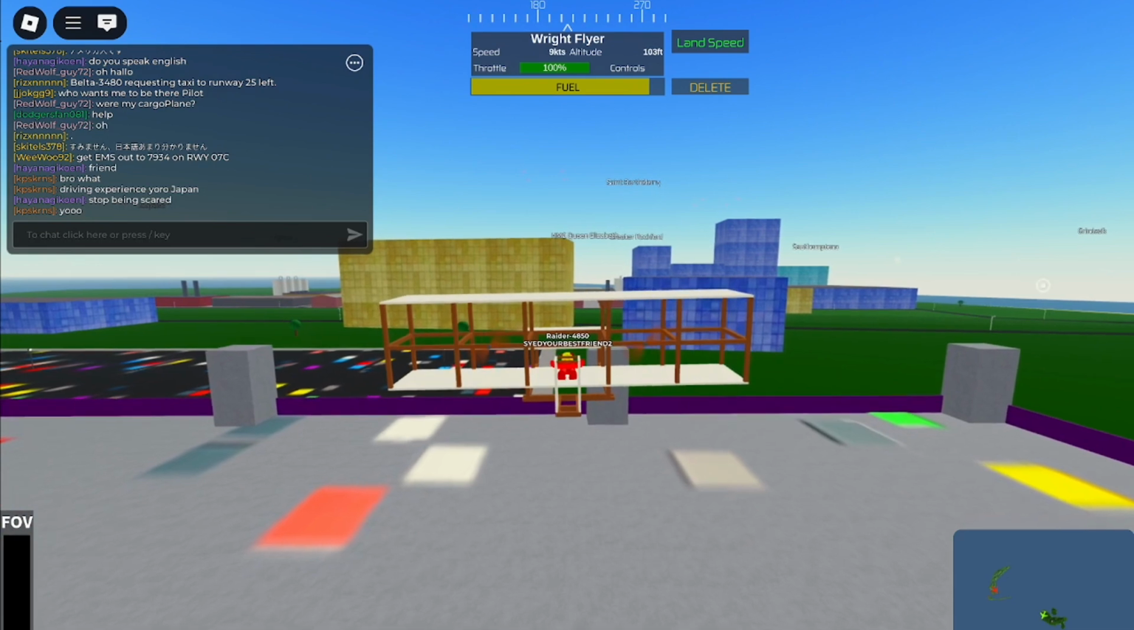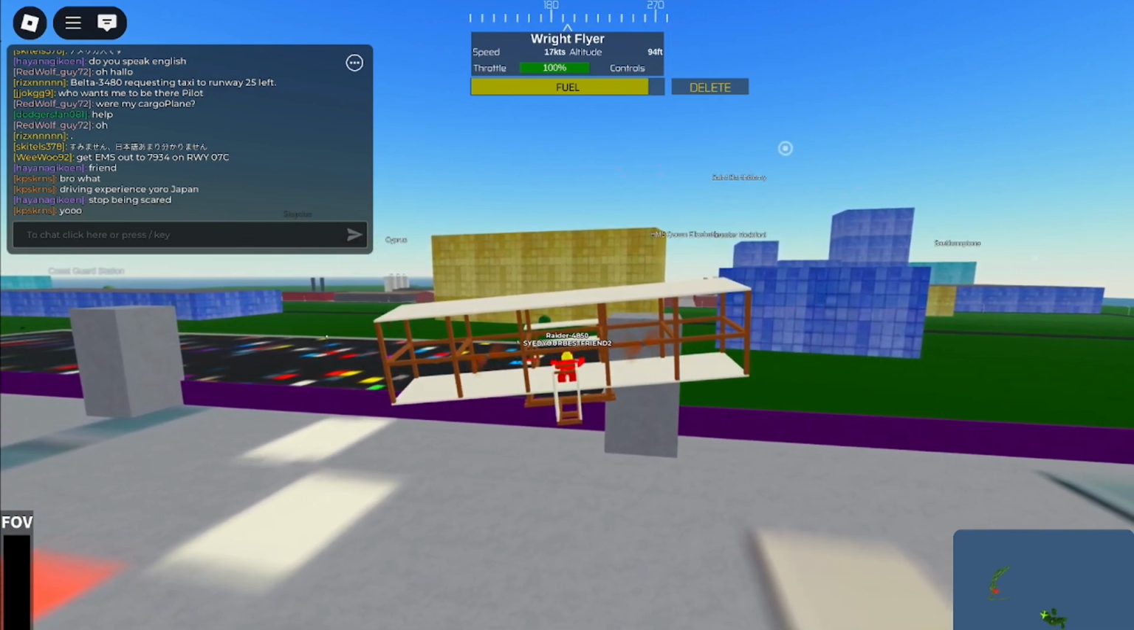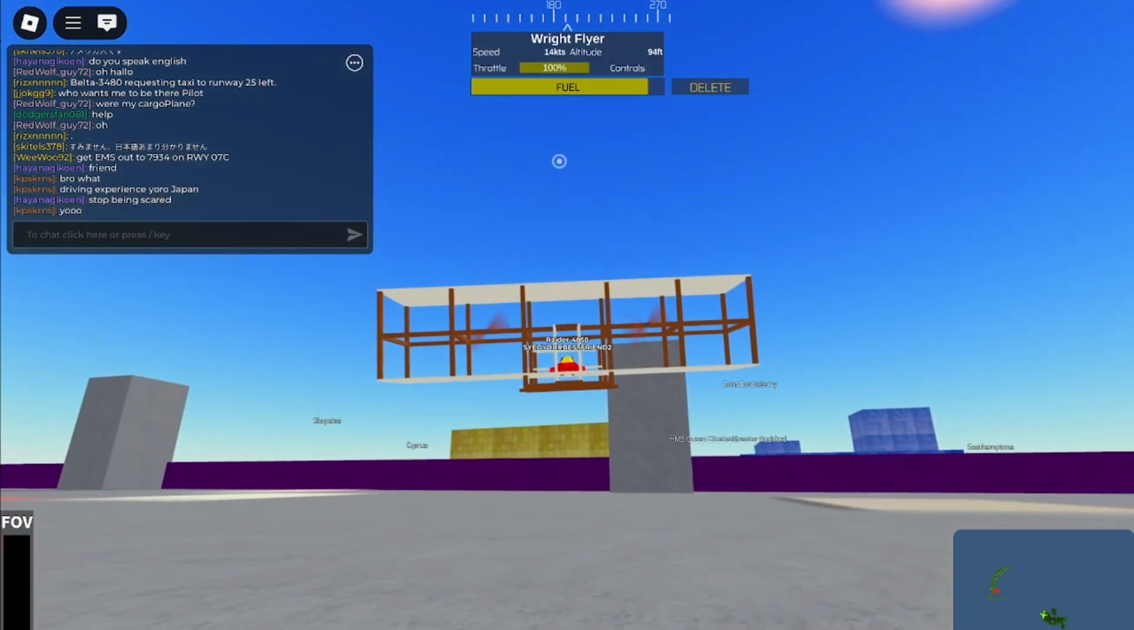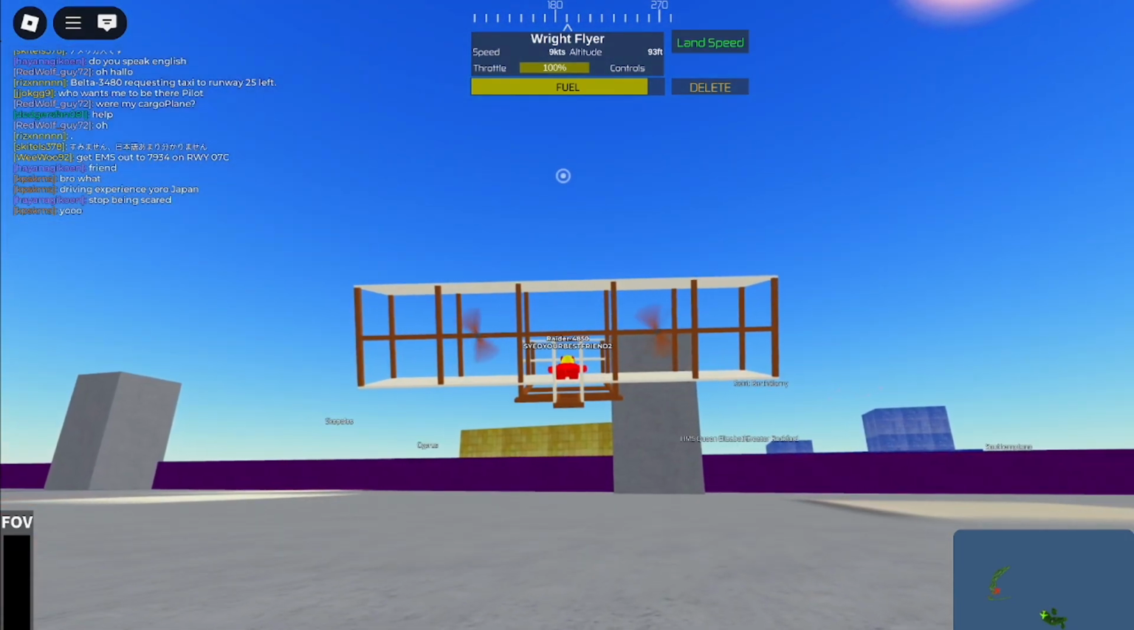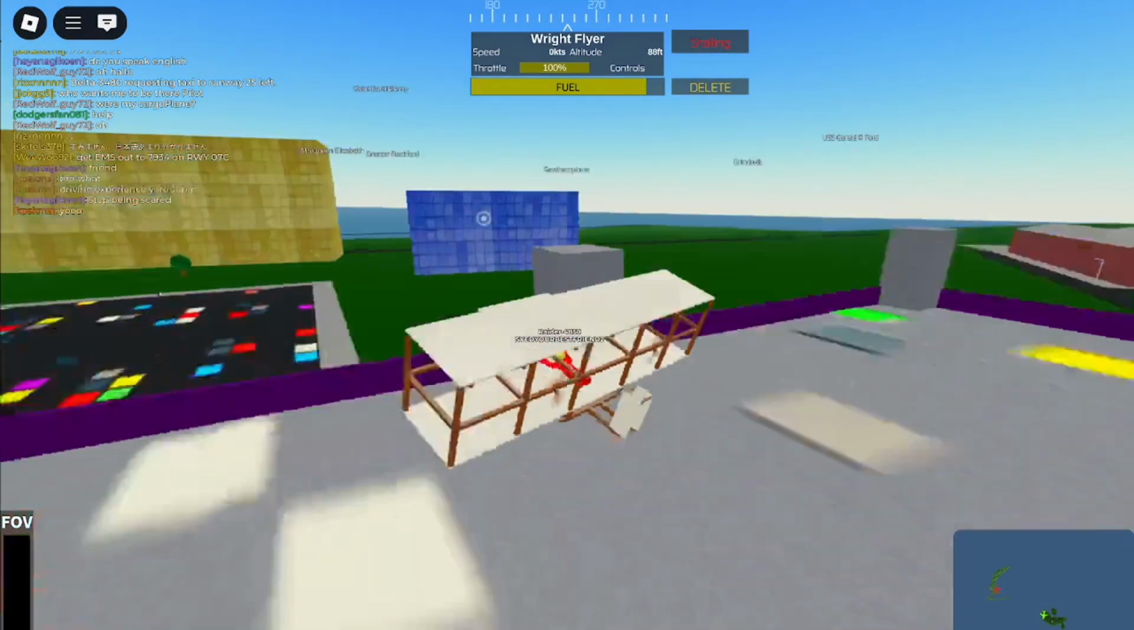No, I'm gonna go up, please. Please go up. Wait, what happens if I go to land speed? Oh man, it just goes down automatically.